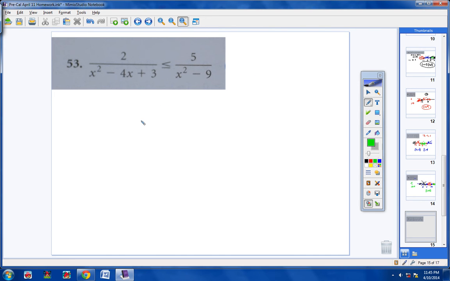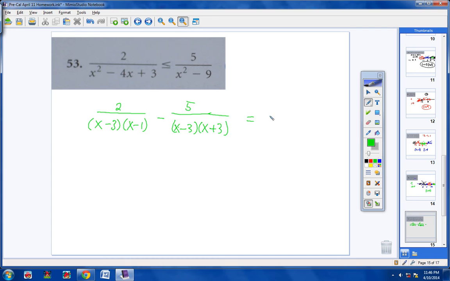Okay. On number 53 here, I'm going to go ahead and do 2 steps in one. I'm going to do a bunch of steps in one. First of all, when I copy this fraction right here, I'm going to go ahead and factor it. So my denominator is going to be x minus 3, x minus 1. Then I'm going to bring this fraction here over to the other side. So it's going to become a negative fraction. And when I write this fraction, I'm going to go ahead and factor the denominator into x minus 3, x plus 3. And all of that will be less than or equal to 0. But actually, I'm going to go ahead and set it equal to 0.